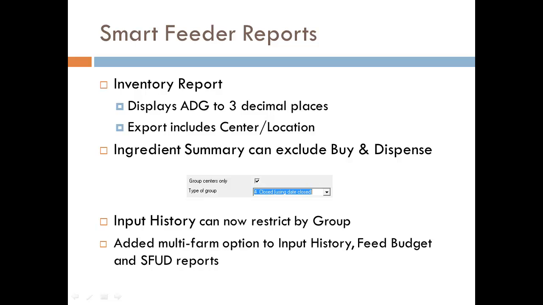Let's see, the ingredient summary can now include buy and dispense. The input history report, which was just a time-based report, can now be done by groups and closed groups. That's one of the projects we did for the landfill full value pig model, and be able to run reports that extract death loss histories and detail, by group.